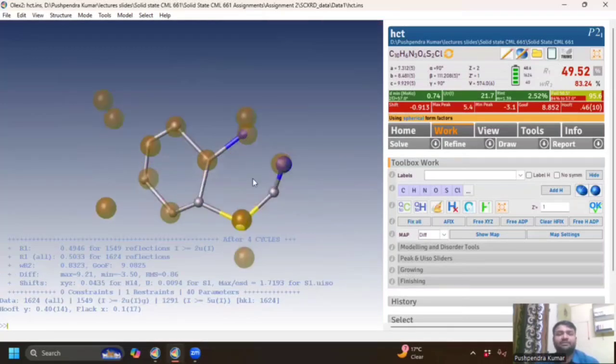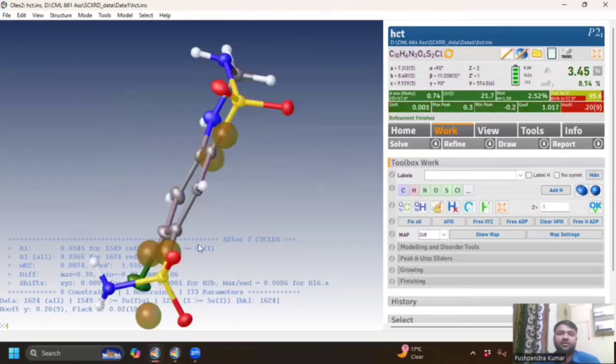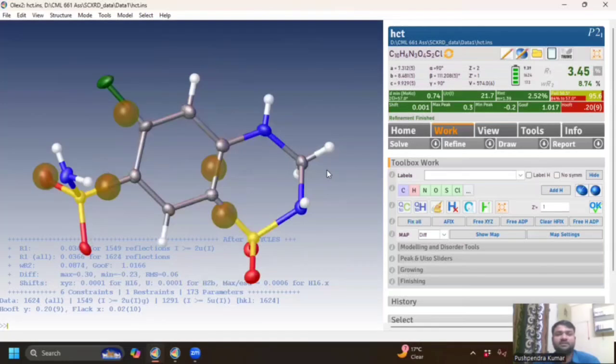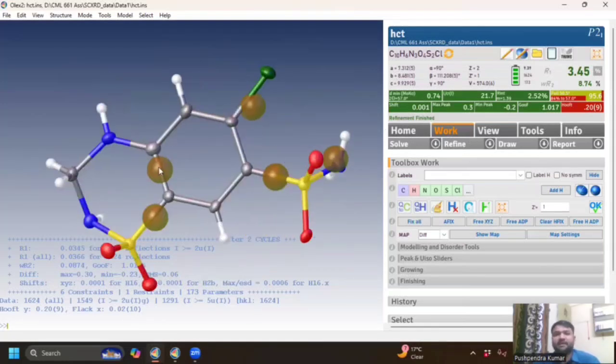By choosing the atoms and refining again and again, we will get the final structure. We have to apply this type of operation many times, and finally we get the desired structure. This is a very time consuming process. So I have already solved the structure using this software, as I showed you earlier. You can see I have solved this structure after refining and arranging the electron density according to this structure.